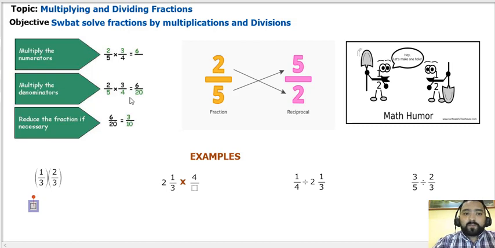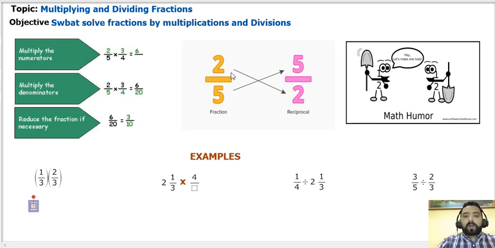When you need to multiply fractions, you're going to multiply numerator by numerator and denominator by denominator. But what happens with divisions? When we have divisions, we're going to use a reciprocal. A reciprocal basically is to switch the number. The denominator, you're going to pass to numerator, and the numerator, you're going to move to denominator. And then I'm going to show you some examples.